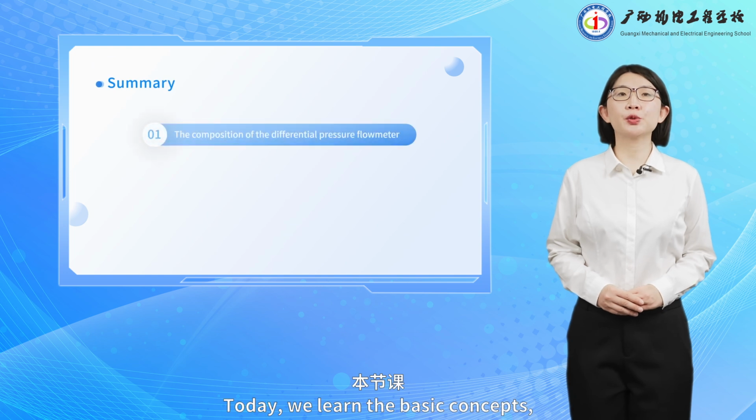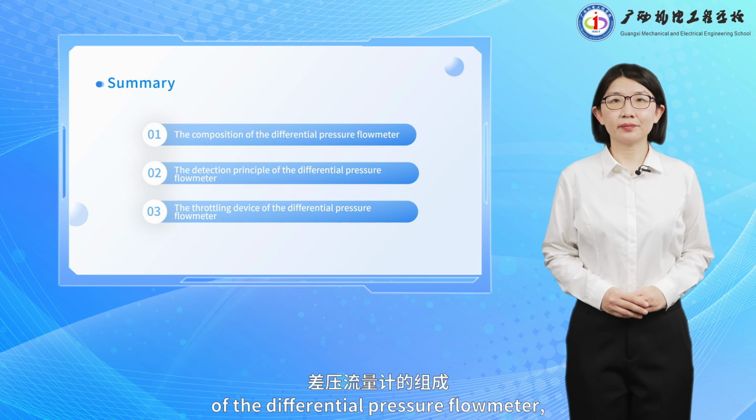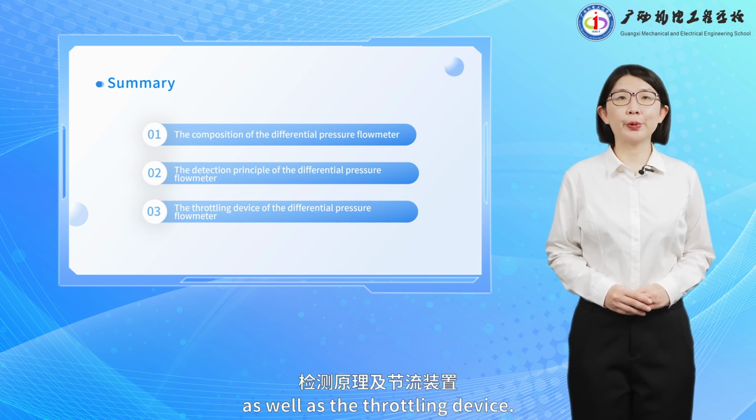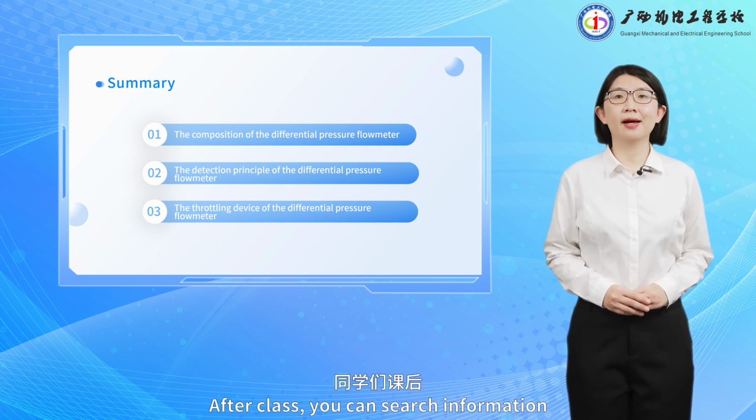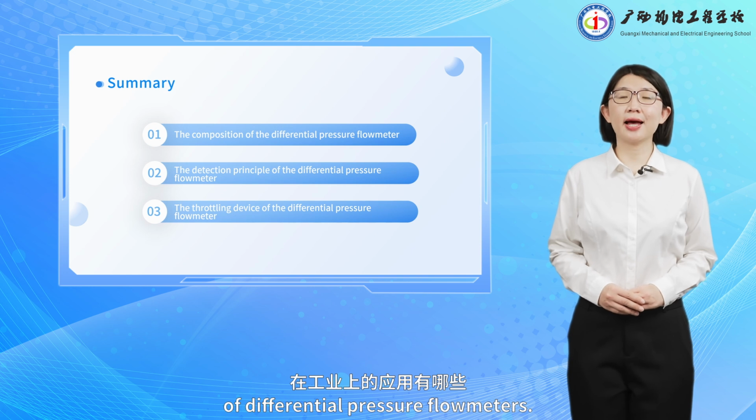Today, we learn the basic concepts, the measurement principle of the differential pressure flowmeter, as well as the throttling device. After class, you can search information to learn what are the industrial applications of differential pressure flow meters.